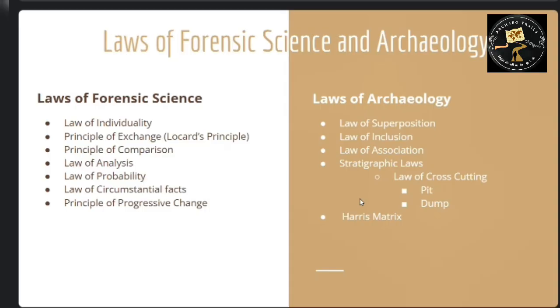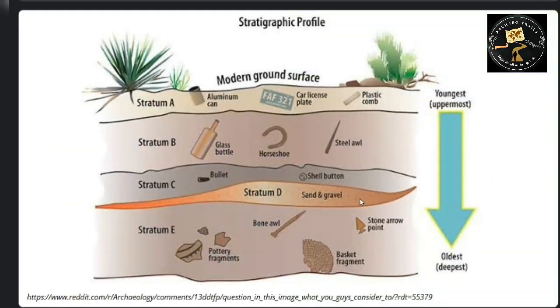Okay. A law of inclusion. Here in stratum B, we can see a glass bottle which is present in it. If the glass bottle is younger than stratum B, it will be present above. It cannot be inside stratum B, right? So this glass bottle should be older than stratum B or of the same age, so that it is present inside the stratum. So that is what we call the law of inclusion.